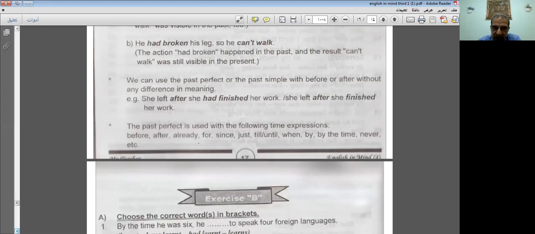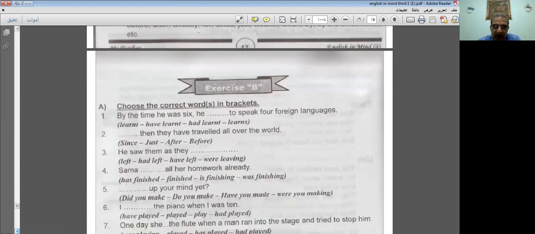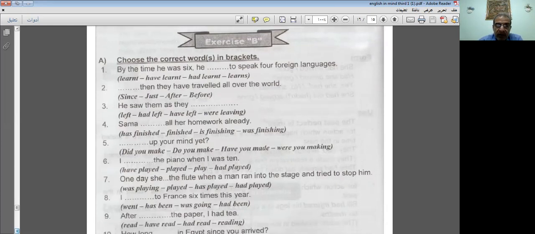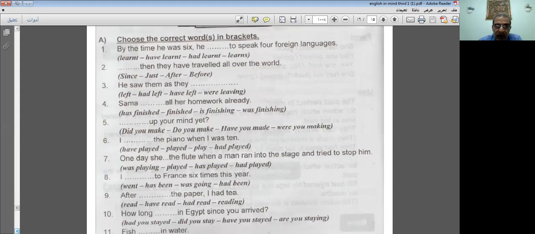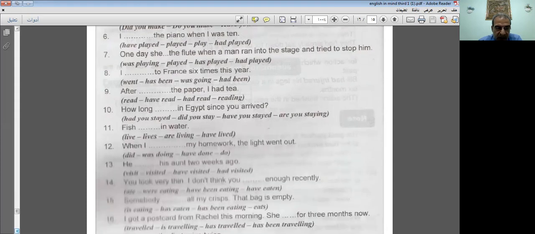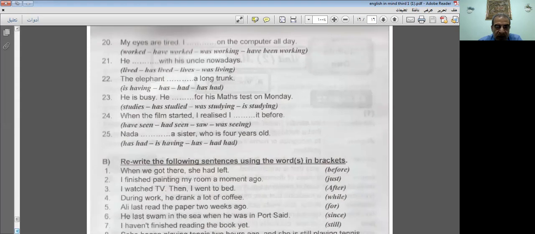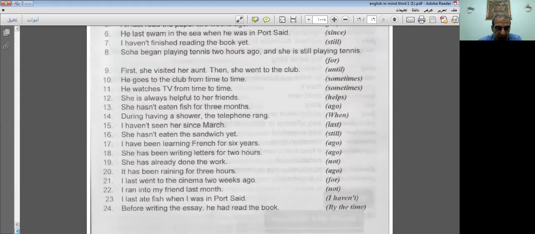Here we have the exercises, this exercise B and the sentences. You just make up your mind and try to answer these sentences by choosing the right answer. As I told you before, I will write them again in the homework section.